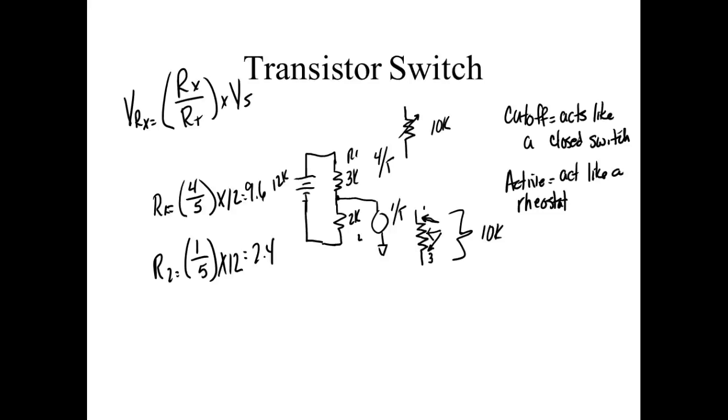Yeah, so it's a variable voltage pot. That's exactly what it is. These are fixed voltage dividers. These are variable voltage dividers.